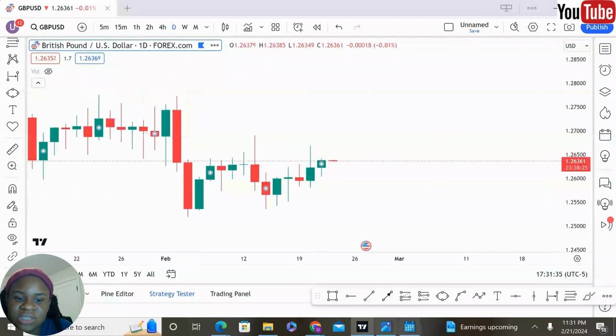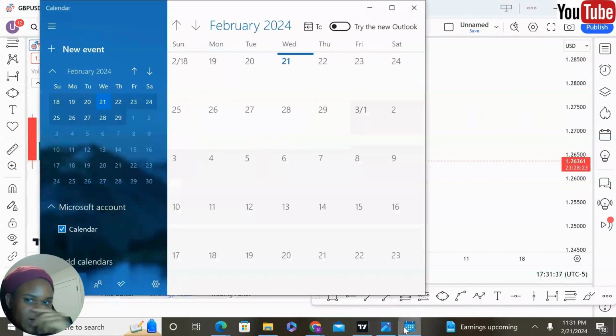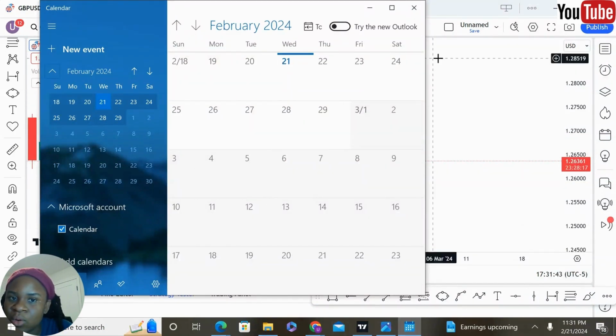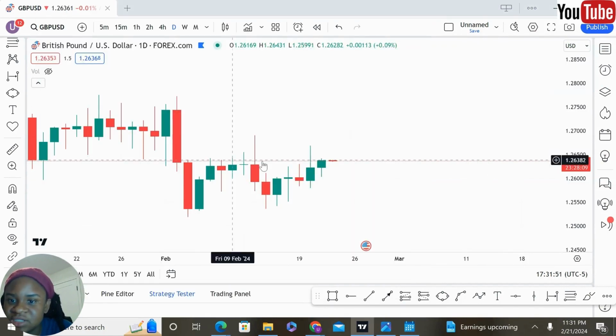The same thing applies on the calendar. On the calendar section, we have 1 week. Inside 1 week, we have 7 days. Inside each day, we have 24 hours. In 24 hours, we have minutes. That's the same way the chart works.